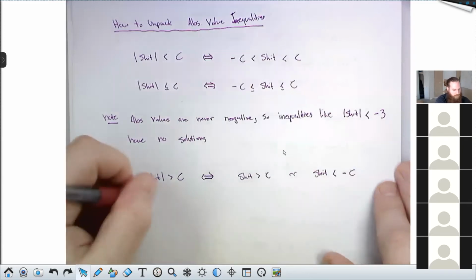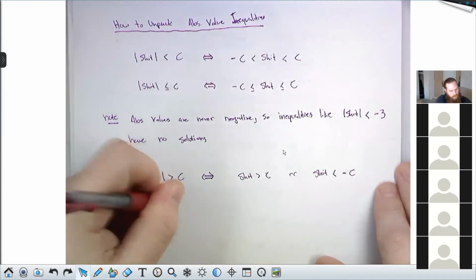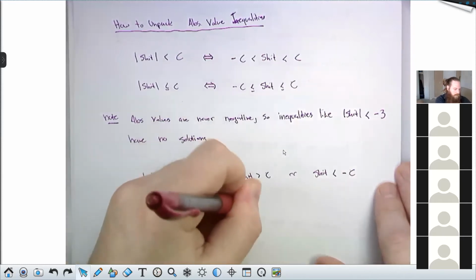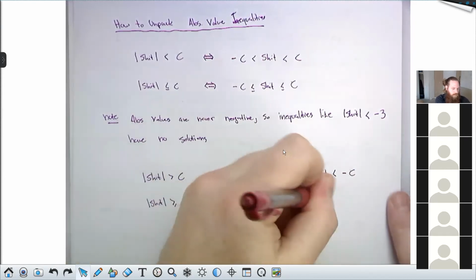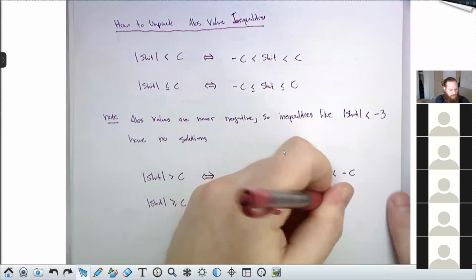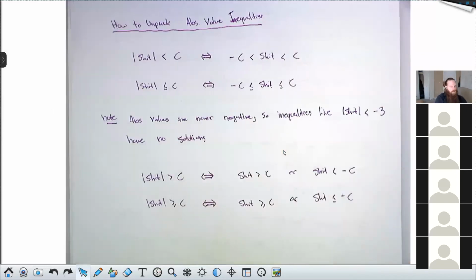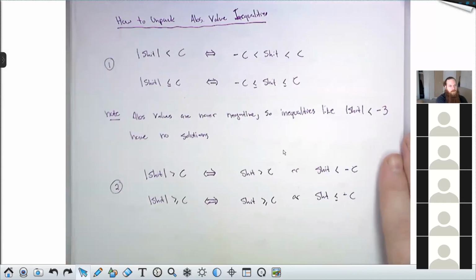And similarly, if this is a greater than or equal to, these will unpack as that expression is greater than or equal to that constant, or that expression is less than or equal to the negative of that constant. So these are your unpacking rules. These are for less than inequalities. These are for greater than inequalities.